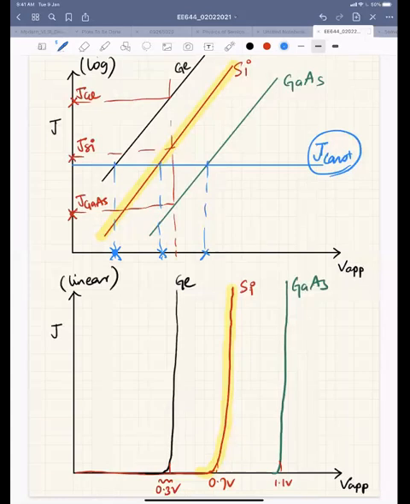And definitely the turn-on voltage for germanium will be lower because your current is very high because of higher Ni. Similarly, if you go to the reverse side, germanium will have higher reverse saturation current compared to silicon, and silicon has higher reverse saturation current compared to gallium arsenide. This is mainly because of Ni again, the intrinsic carrier concentration.